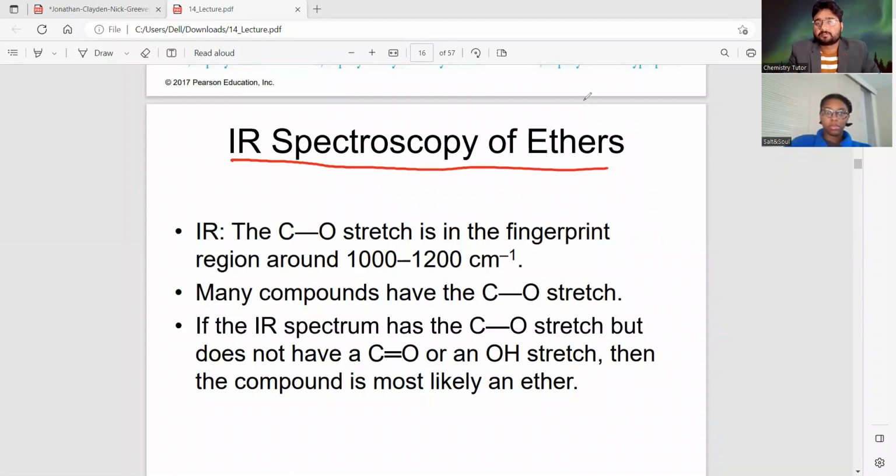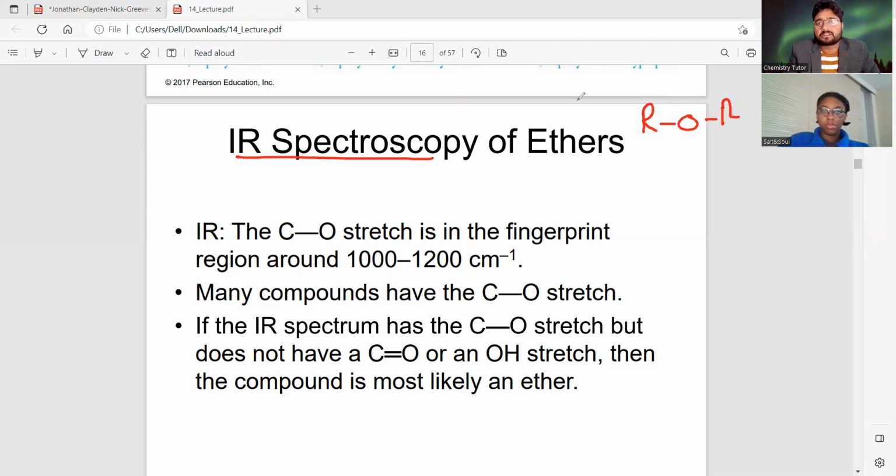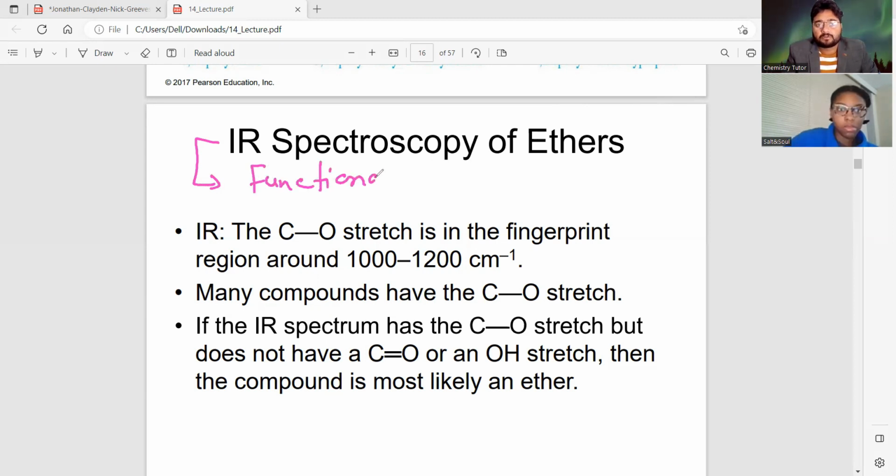Spectroscopy of ethers. We discussed last time that ethers are the functional group ROR. What do you mean by IR spectroscopy? IR spectroscopy tells us about the important functional groups present in a compound. The main purpose of IR spectroscopy is to provide information about the functional groups present in a compound.